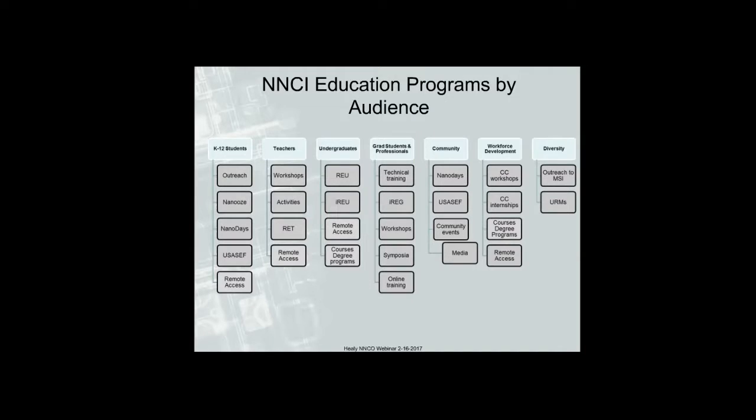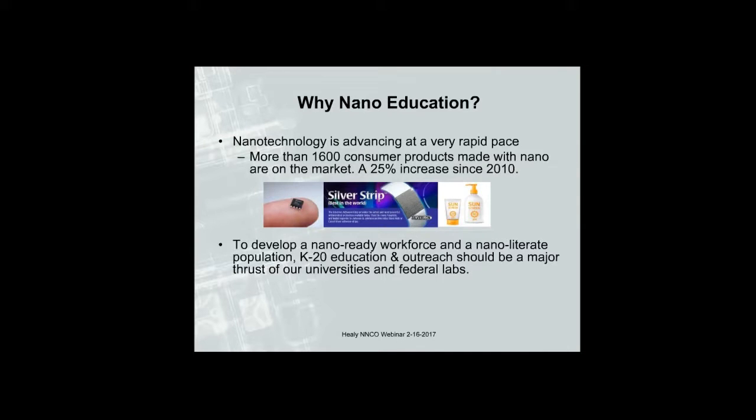So these are the programs that NNCI is actually involved in. At the top, you can see the groups that we are reaching, and these are the various programs that we have as part of the 16 sites. Not every site does every single one of these, but a majority will do certain ones, and in particular, a lot of K-12 outreach and our research experience for undergraduates is at 2/3 of the sites.